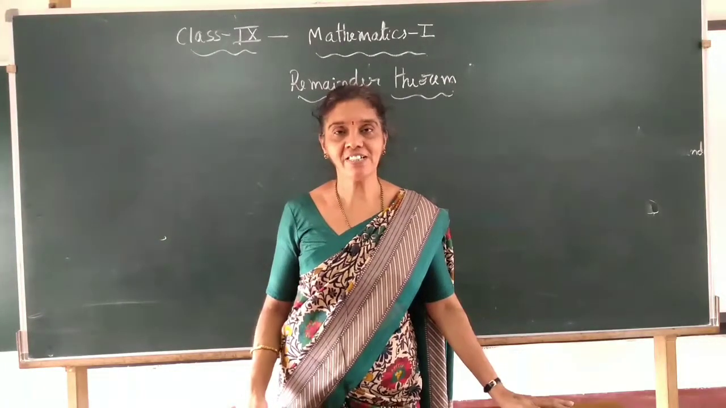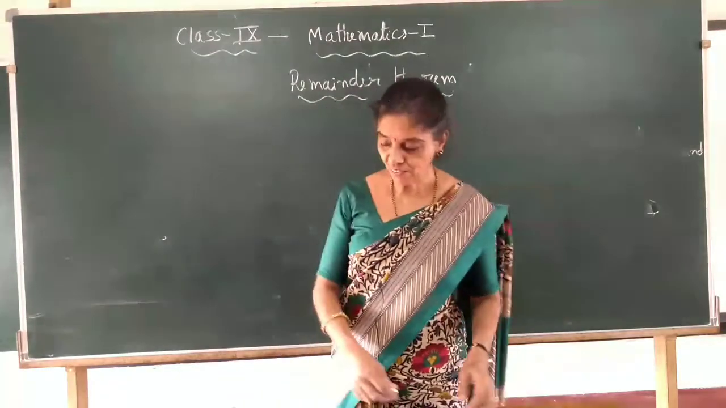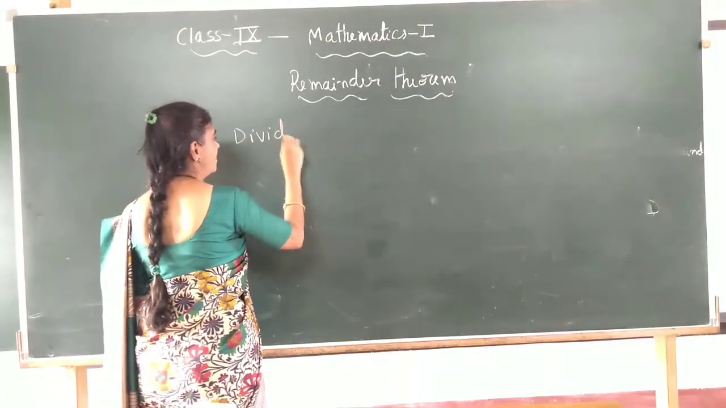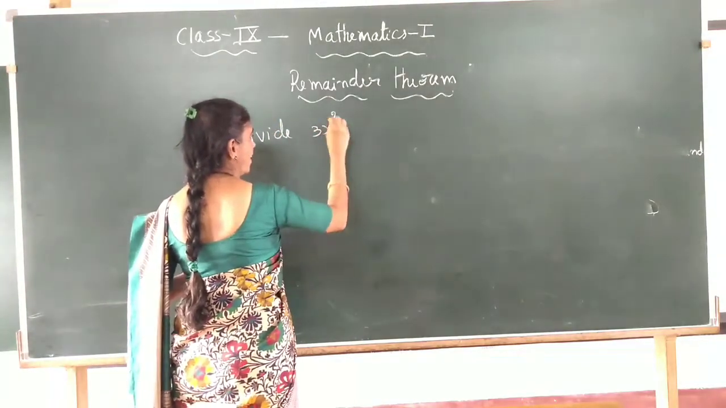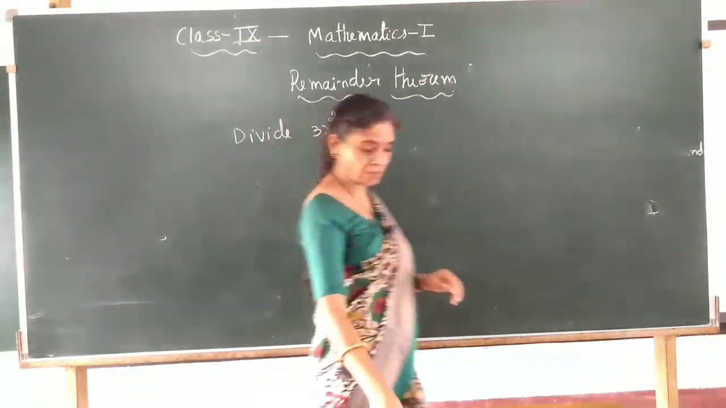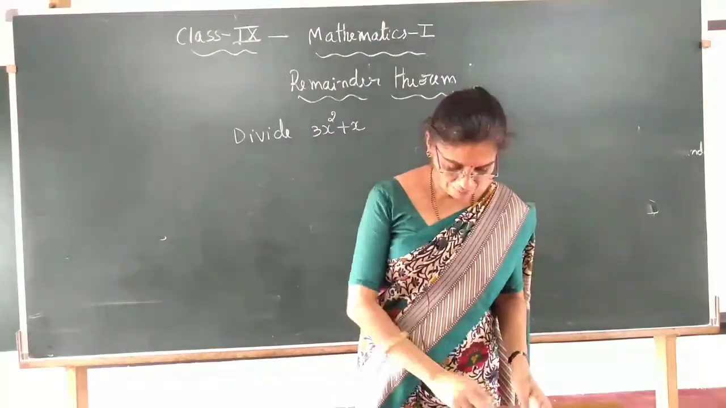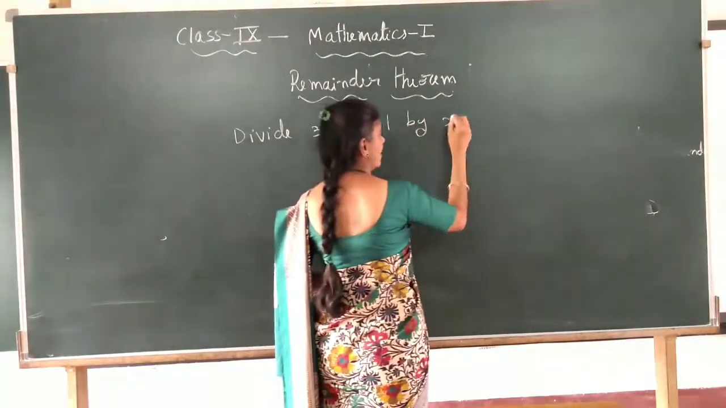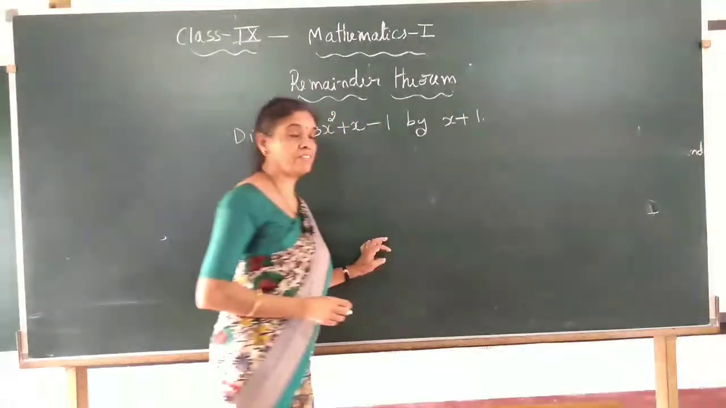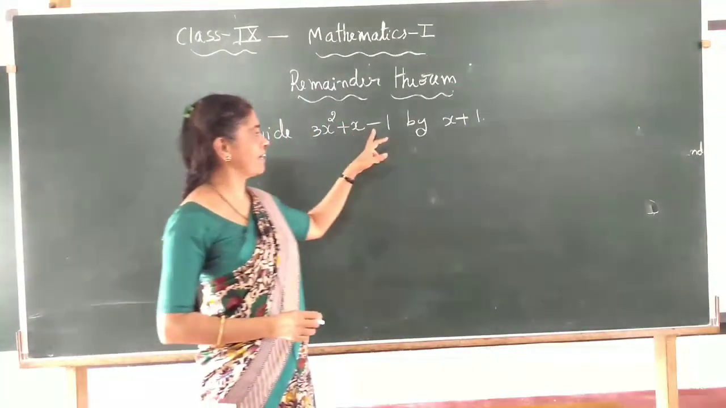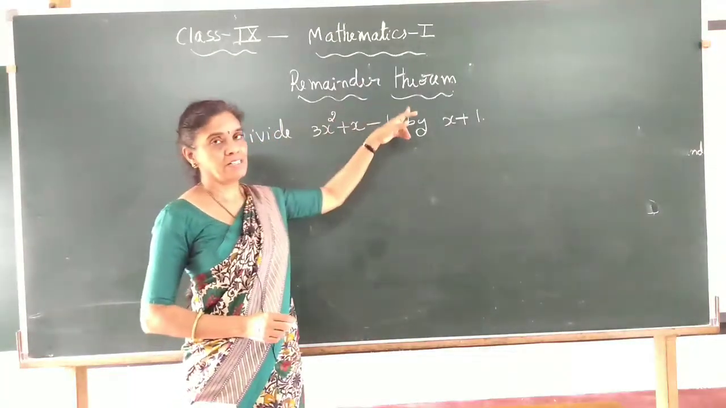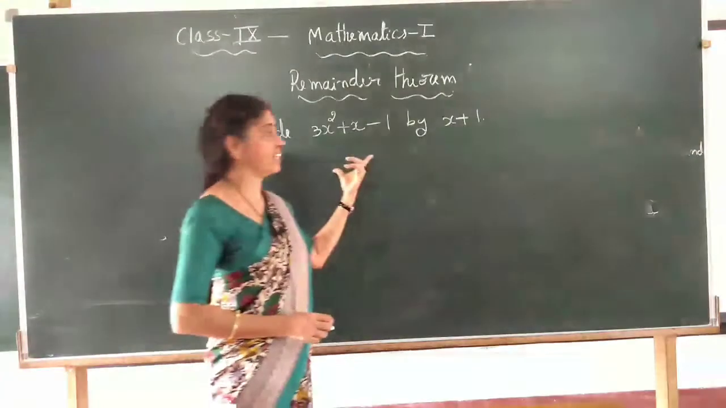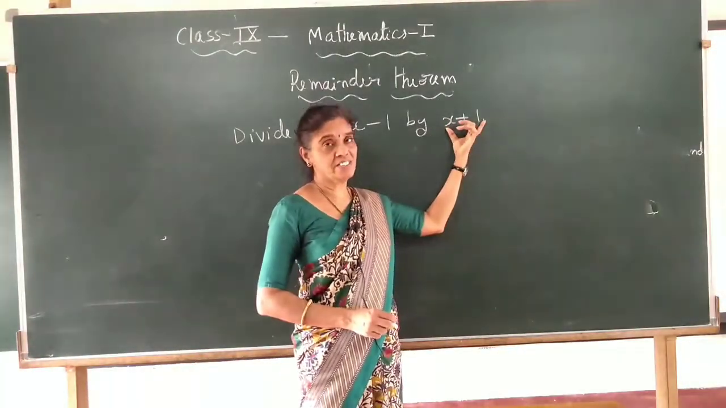Okay. Now we will start doing one example. So we will divide now 3x square plus x minus 1 by x plus 1. This is the problem. Divide 3x square plus x minus 1. It is a polynomial. The degree of this polynomial is 2 here, the bigger one I have taken, and this is the divisor x plus 1.